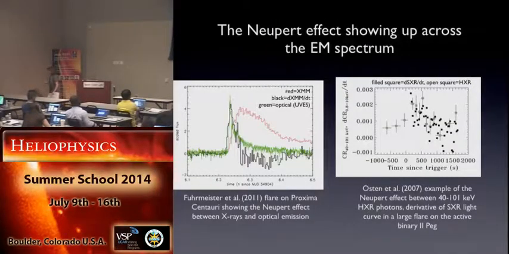And that interpretation allows us to go into other regions and find that expected integral relationship between signatures of non-thermal particles in the flare and signatures of the response of thermal plasma heating. So in this flare, another flare on an M dwarf, you've got the X-ray light curve, you've got an optical light curve that seems to match. The flare on the right is an example of the Neupert effect between hard X-ray photons and soft X-ray photons.